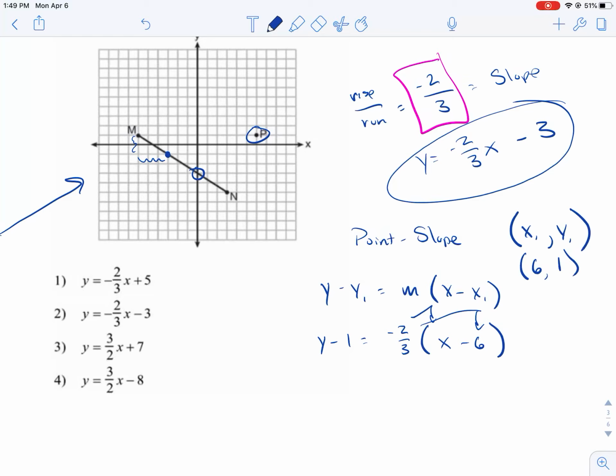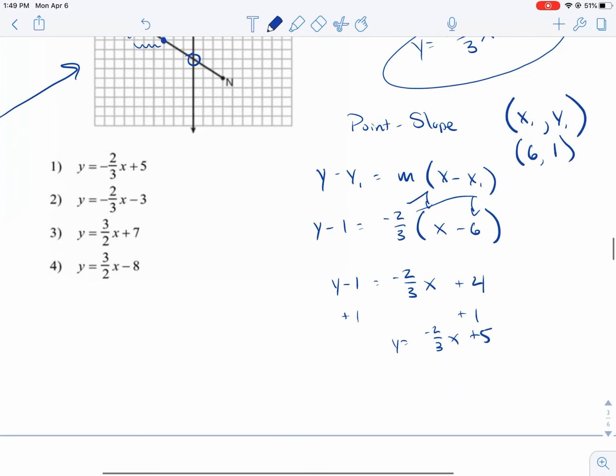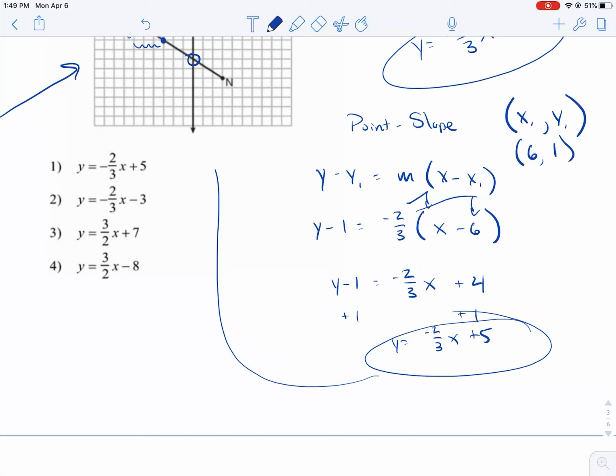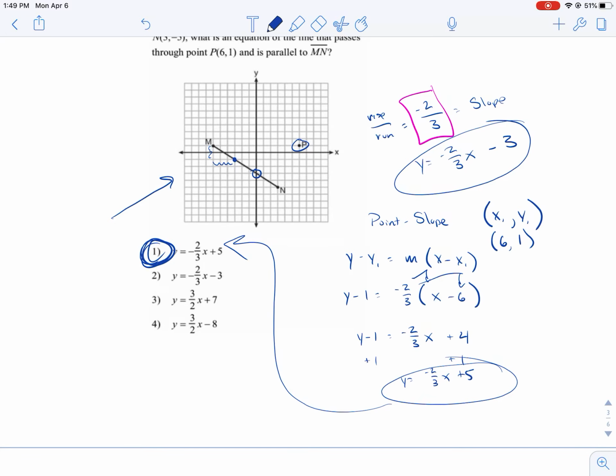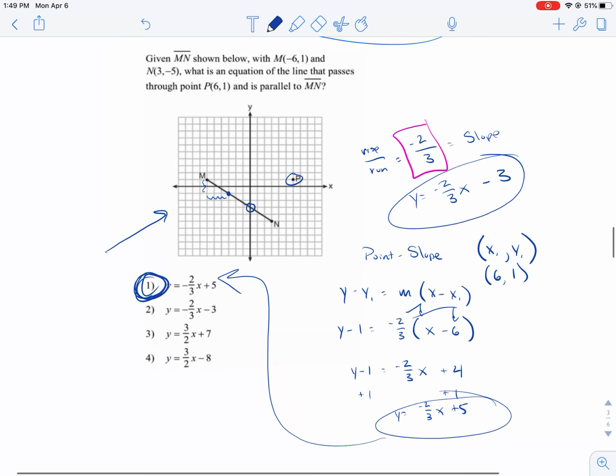All right, you're going to distribute that -2/3, so -6 times -2/3 is equal to 4, so y - 1 = -2/3 x + 4, right, because two negatives equal a positive. Add 1 to both sides, you get y = -2/3 x + 5, and do we see that equation over here? We better. We sure do. So our answer to that problem is number 1.